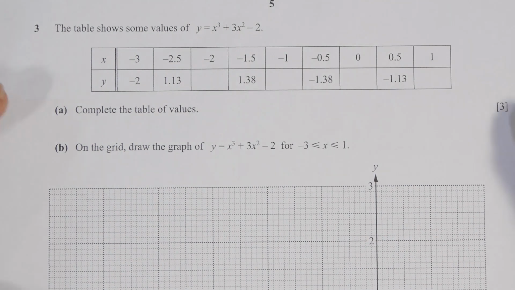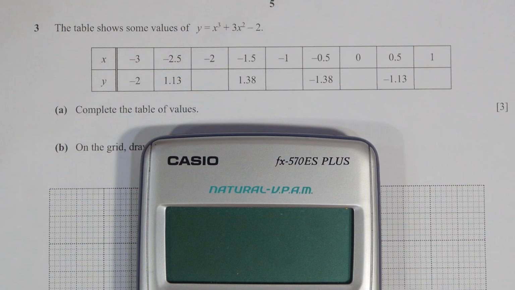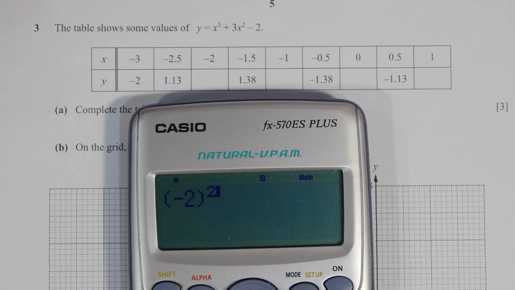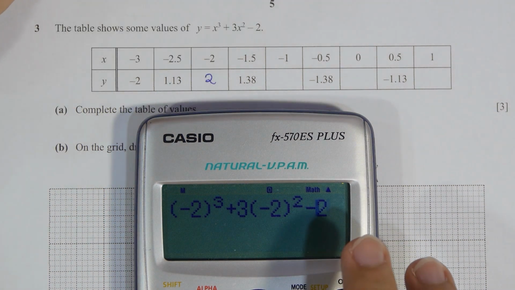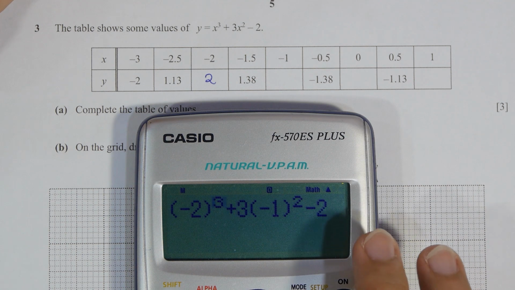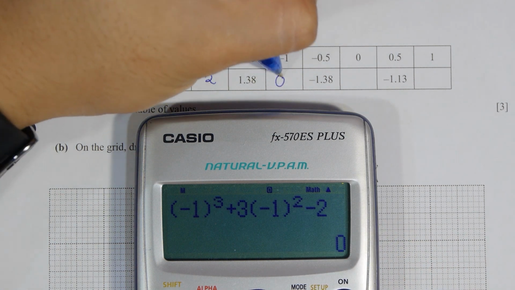Question 3, part A, is pretty straightforward. Simply put it into the calculator and calculate the respective y values. After you've gotten them, you are now able to construct the curve.